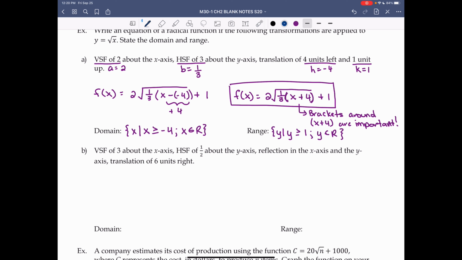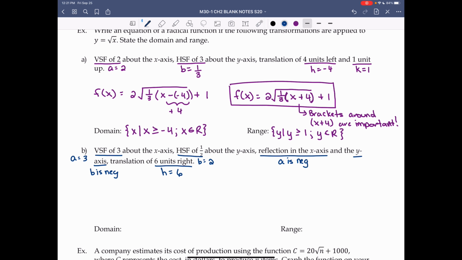B, vertical stretch factor of 3 about the x-axis, horizontal stretch factor of 1/2 about the y-axis, reflection in the x-axis and the y-axis, and translation of 6 units to the right. So a vertical stretch factor of 3 would tell us that a is equal to 3. A horizontal stretch factor of 1/2 would tell us that b is equal to 2, the reciprocal of 1/2. But then we have reflection in the x-axis, tells us that a is negative, and also in the y-axis, which tells us that b is negative, and then a translation 6 units to the right that tells us that h equals 6.